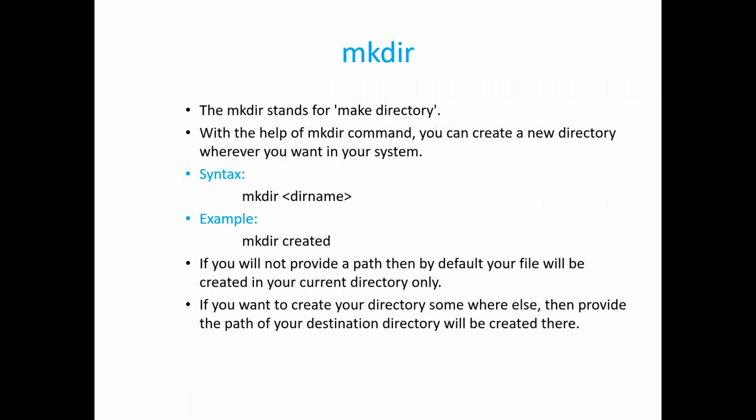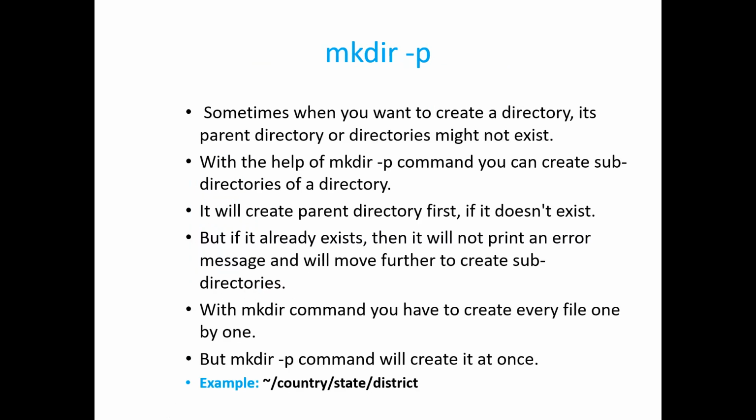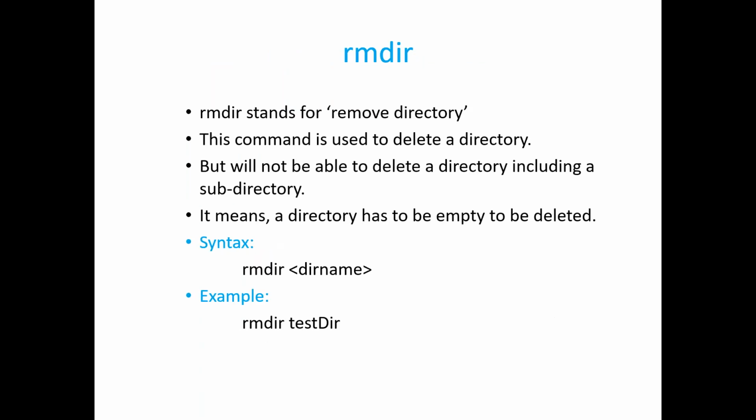So we have seen how to create a single directory, and we have also seen how to create multiple directories simultaneously, just separating them with spaces. And also we have seen how to create multi-level directories by using the -p option. So let's talk about RMDIR. So what is RMDIR? mkdir is used to create a directory. RMDIR is to remove the directory. Now let me show you how to remove the directory by using the RMDIR command.